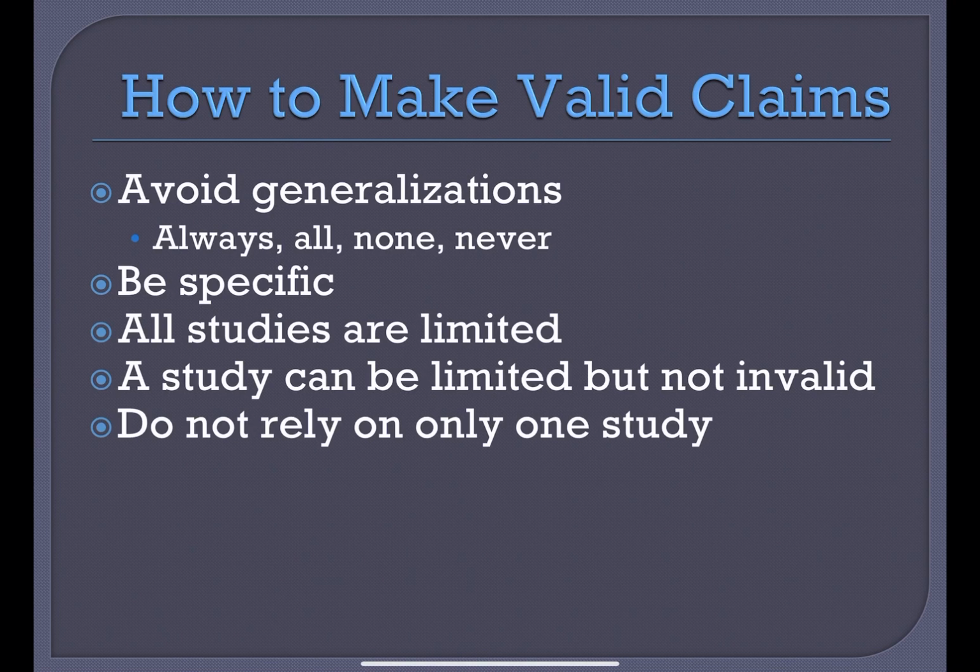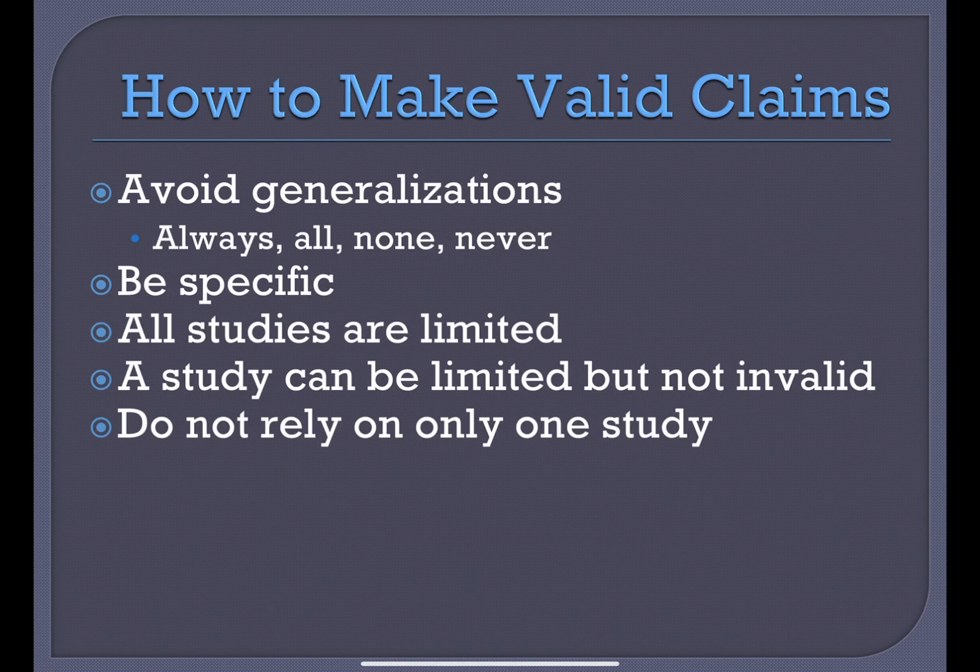So a couple of ways that you can make sure that your statements are valid. One is to avoid generalizations. Something like shy children do not have friends. Okay, there are always exceptions. Many shy children or some shy children don't have friends, but not all shy children.